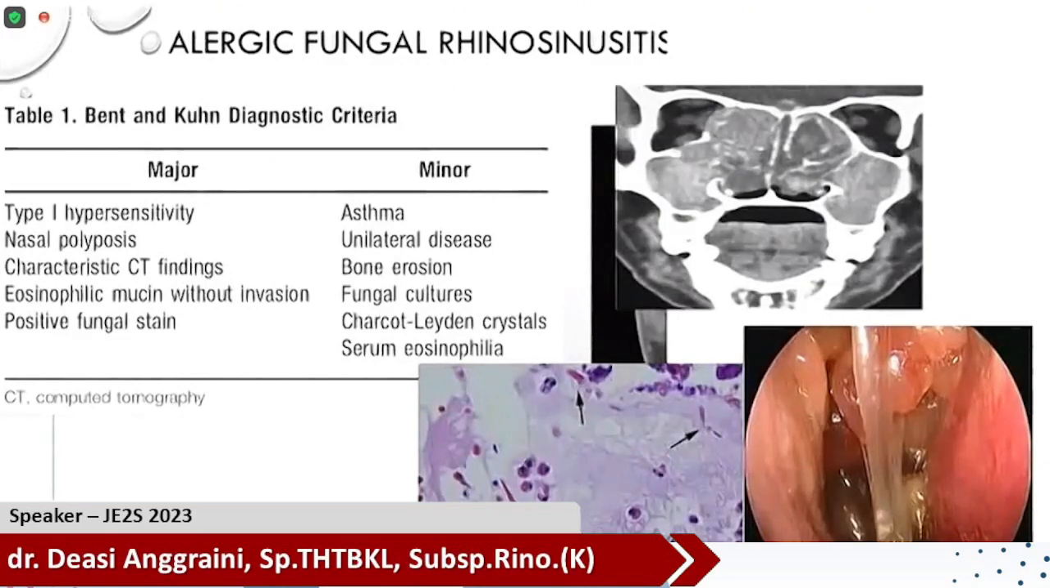fungal stain. Usually we check the mucin, and if there is high eosinophilia with high fungal hyphae, then we can also see the CT scan with hyperattenuation and bone erosion. Then we suspect that it might be a fungal invasion, allergic fungal rhinosinusitis.